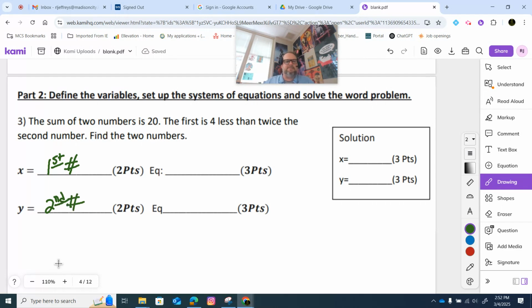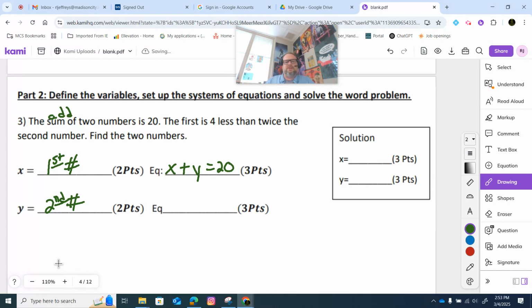All right. The sum of two numbers is 20. We know that this is add. So x plus y is 20.